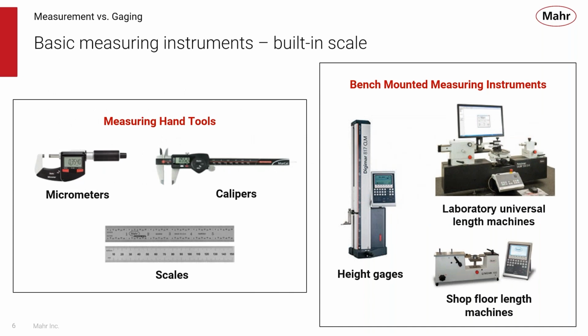So what do I mean by basic measuring instruments? Well, I've got a couple of examples up here on my screen. For hand tools, you have scales, micrometers, and calipers, but measurement instruments also include some larger, more capital type gauges that you may see on the shop floor, such as length machines, laboratory machines, such as the ULM that we have a picture of up there, and your height gauges. Your height gauges are all considered measurement gauges. They're not considered comparative gauges, again, because they're all using their internal scale to make a measurement.